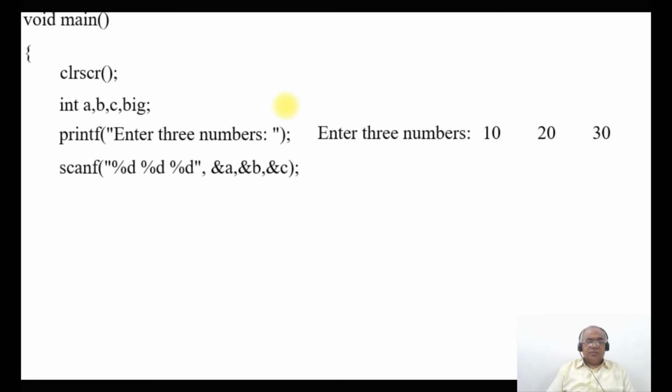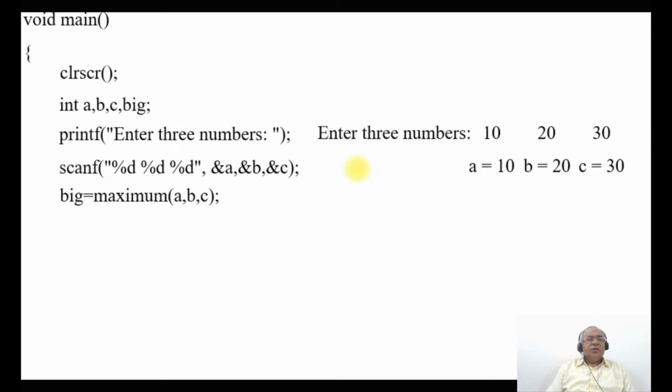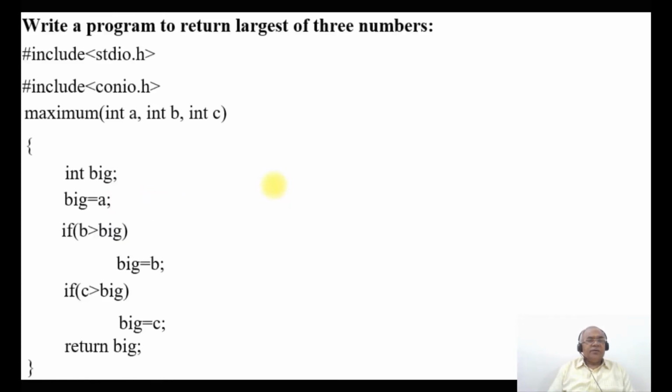Then read those numbers. So scanf, %d, %d, %d, because A, B and C we are declaring as integers. So the format for the integer is %d, %d and %d, and ampersand A, ampersand B and ampersand C. So we want to read those values. It will take the value of A as 10, B as 20 and C as 30. So big is equal to maximum of A, B, C. This is the function that you can see here, the maximum of int A, B, C.